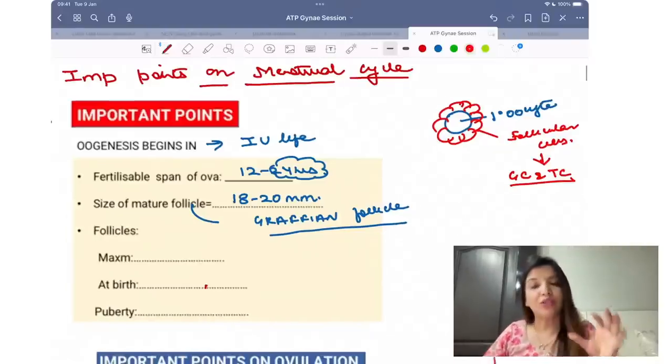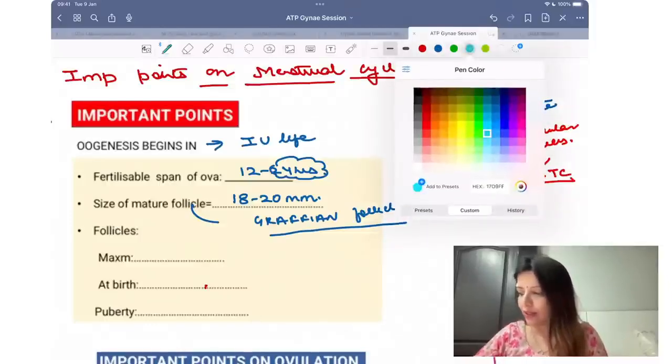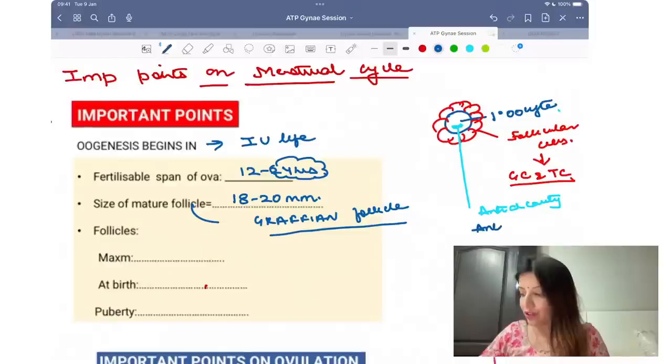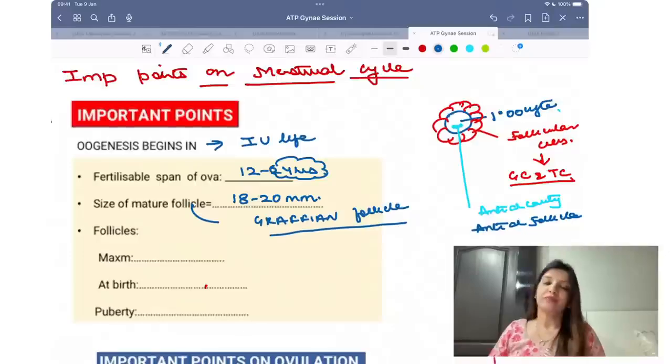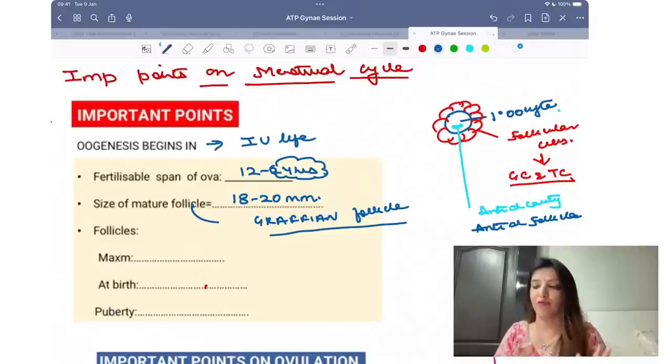Now, when a follicle starts showing a cavity inside it, this cavity is the antral cavity, and then the follicle is called an antral follicle. Sometimes they mark antral follicle. Any follicle with a cavity inside is an antral follicle. And after the antral follicle, the Graafian follicle forms.